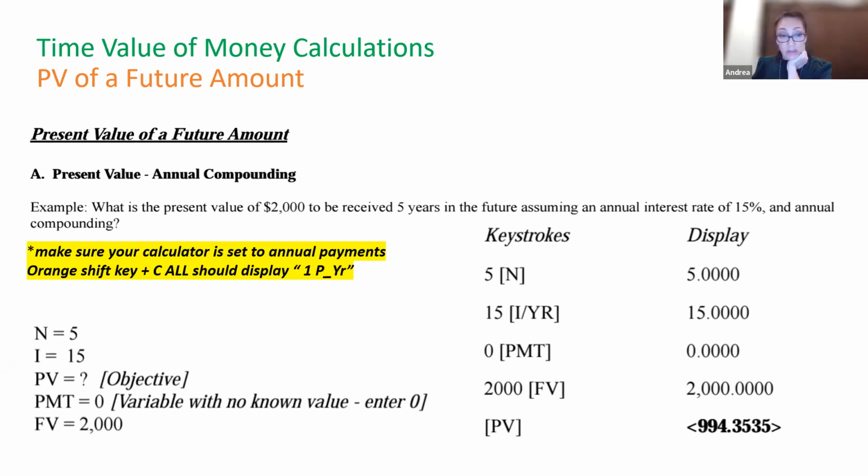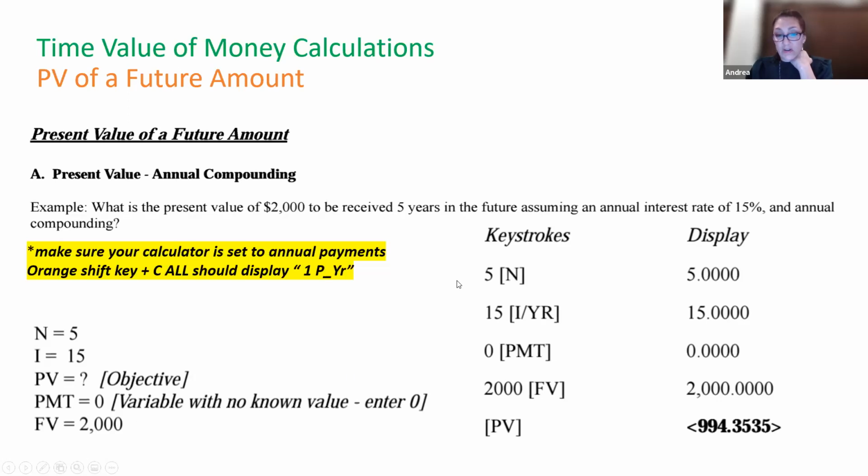If it was already on 12 payments per year, you're going to do shift and then your P/YR. Clear it out, and then you see it says one payment per year. All right, so in this example, we want to know what is the present value of $2,000 to be received in 5 years, assuming an interest rate of 15%. If you were writing down your variables, N is 5, I is 15, we're solving for present value. There is no payment, and our future value is $2,000.